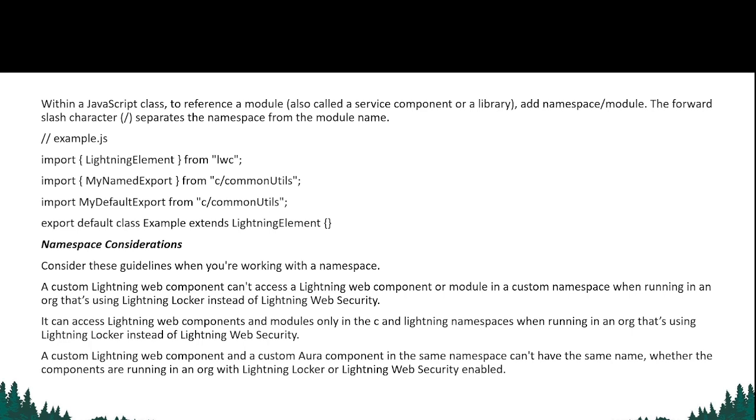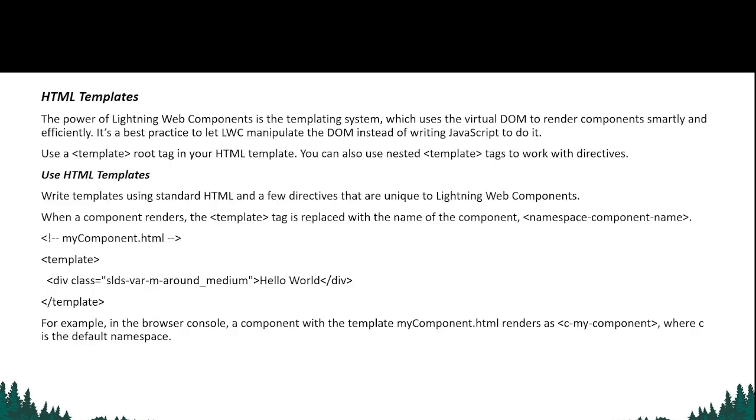So we have a custom Lightning Web Component and a custom Aura component in the same namespace that have the same name, whether the components are running in an organization with Lightning Locker or with Lightning Web Security enabled. Then I have the HTML templates.